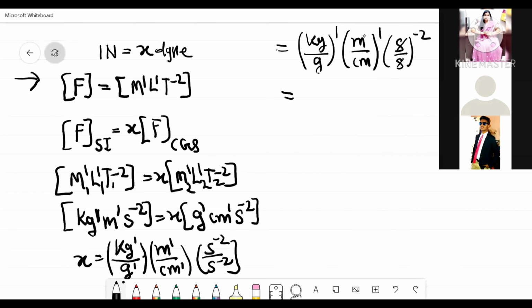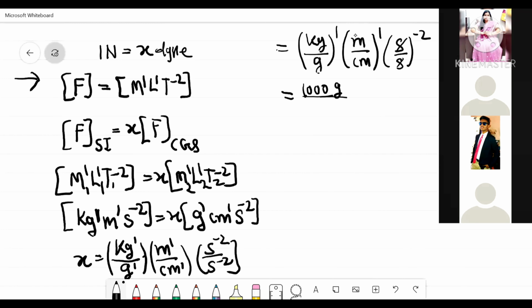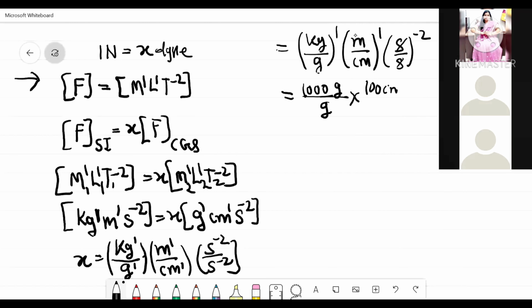Now 1 kilogram is equal to how much gram? That is 10 raised to 3, that is 1000 grams, divided by this as it is. Next, 1 meter. 1 meter is equal to how much centimeter? 100 centimeter divided by centimeter into the 1. This ratio will come here as 1, and 1 raised to any value will be 1. Next is gram. Gram, same unit, gets cancelled.